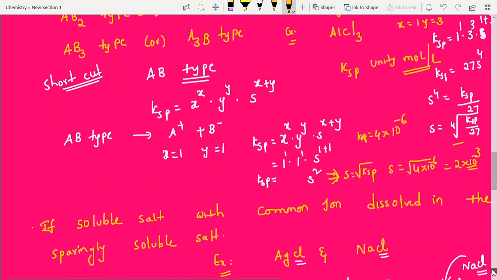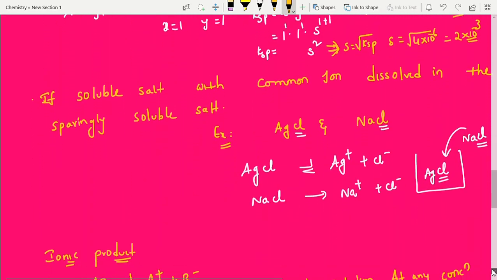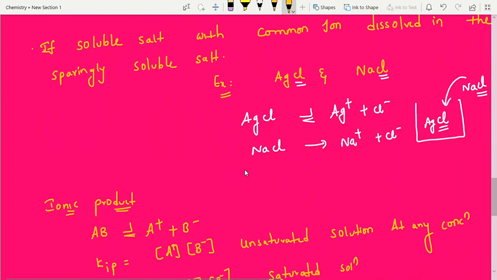Now next one. This is one of the most important models, where most of the students get confused. If a soluble salt with a common ion is dissolved in a sparingly soluble salt. In the above case, generally silver salts are partially soluble, sparingly soluble. I have taken a silver salt. First of all, it is partially soluble. Now, to change the solubility, what are we adding? NaCl. Whether it increases or decreases the solubility, leave that for now.